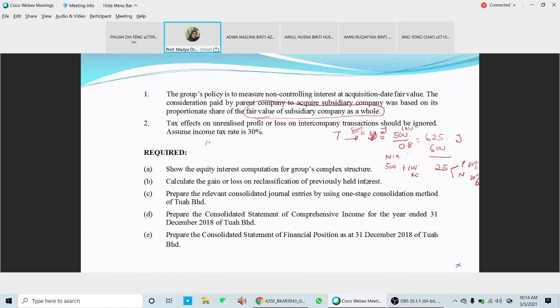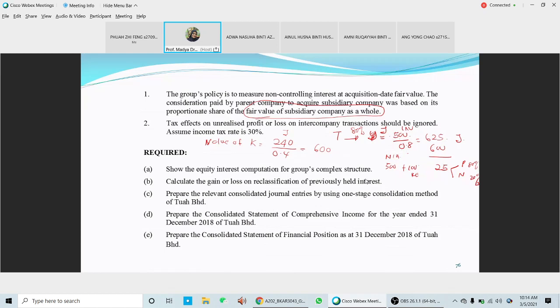The next one, we need to find the value of Kasturi. We have 240, which is the investment by Jebat, divided by 0.4 based on Jebat's 40% investment. So the value of Kasturi is 600,000.